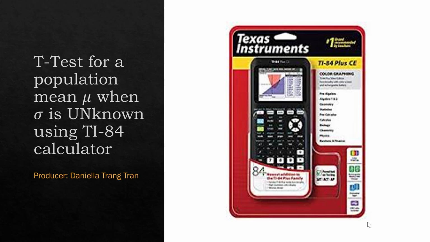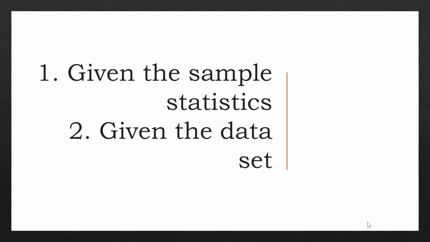It's Daniela here, and today I'm going to show you how to run the t-test for a population mean mu when sigma is unknown using the TI-84 CE calculator. For t-test we have two types of question. One is when you are given the summary statistics, and one is when you are given the dataset. And we are going to use the function t-test on the calculator.